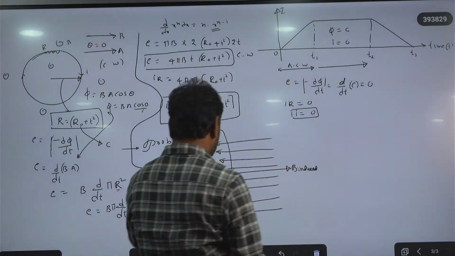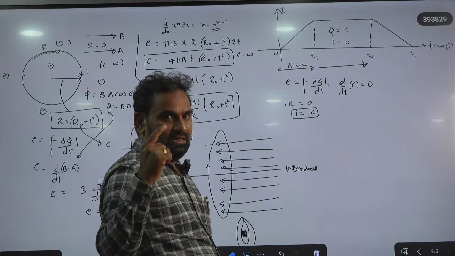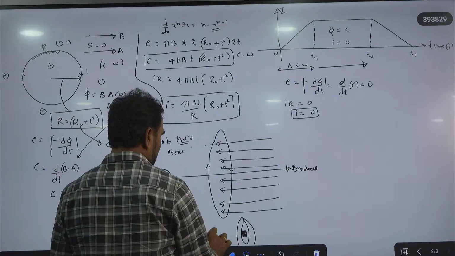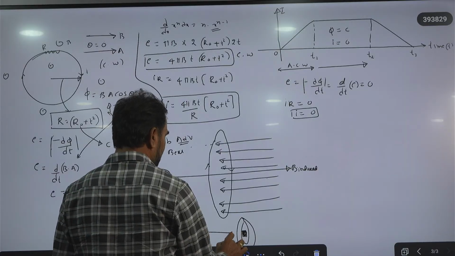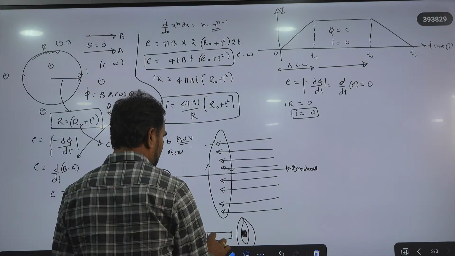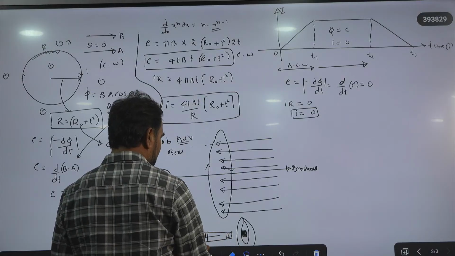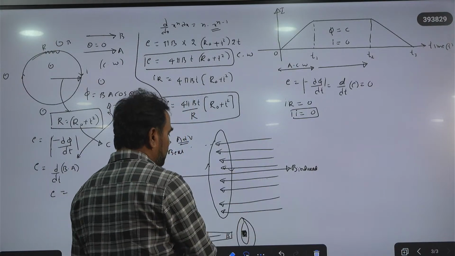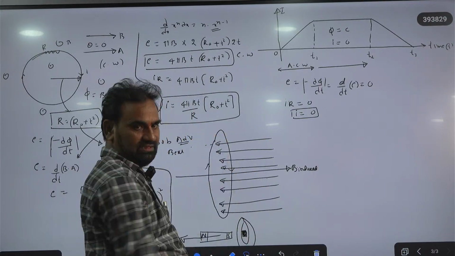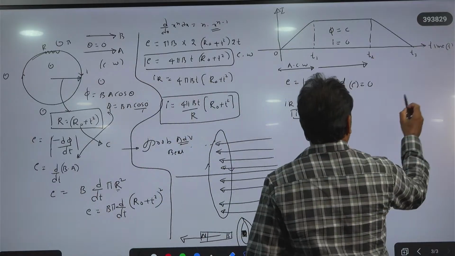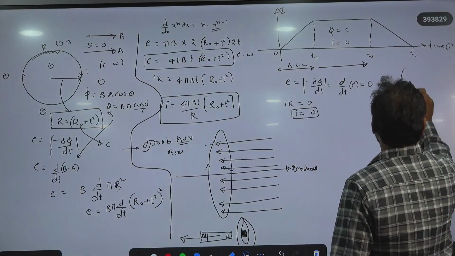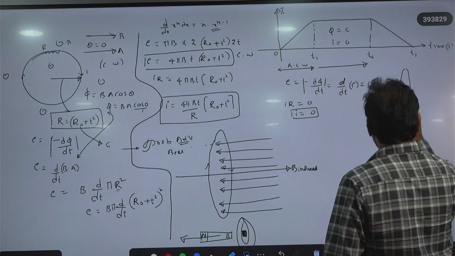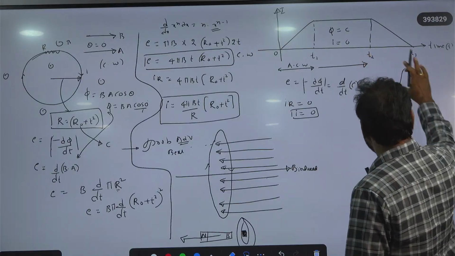T2 to T3 means the magnet is moving away from the loop here. This is a north pole and this is a south pole बेटा. When the magnet is moving away from the loop, the flux decreases. In the third case, the magnet is moving away from the loop, north and south. Then the flux decreases across the loop.